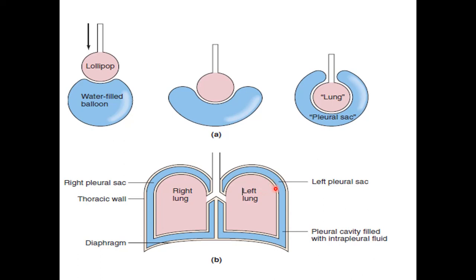Now we just discussed that the layer of the pleura lining the outer surface of the lung is the visceral pleura. So this is the layer of visceral pleura, and the layer of the pleura lining the inner surface of the thoracic cavity is the parietal pleura. So this is the layer of parietal pleura, and in between the two is the space which is the pleural sac or the pleural cavity, and it is filled with intrapleural fluid which is actually the lymph.